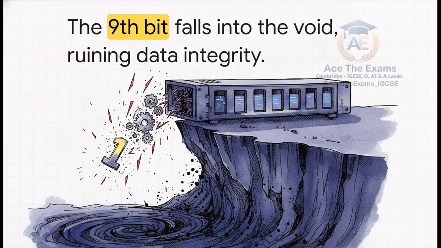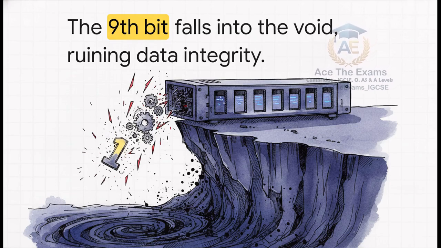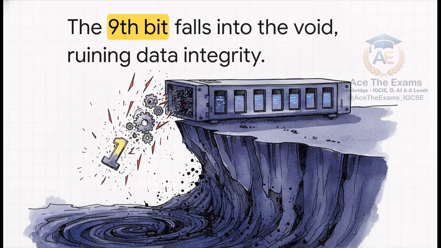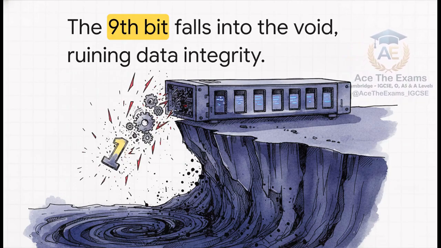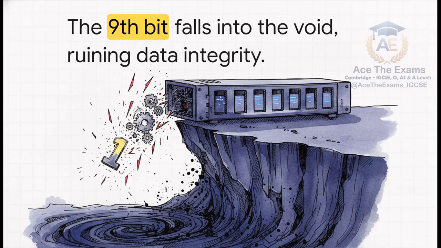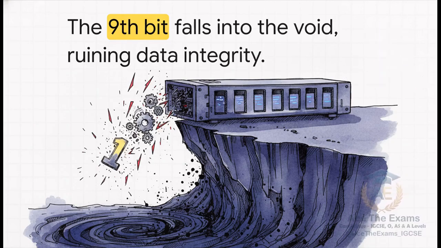But our computer architecture in this example only has 8 physical slots, so that 9th bit literally falls off into the void. It's just gone, and the 8 bits that are left behind happen to form the binary number for 76. The machine genuinely thinks the answer is 76, which, of course, we know is completely incorrect. This generation of a 9th bit exceeding that 255 maximum is called an overflow error. It completely, utterly ruins the integrity of the data.